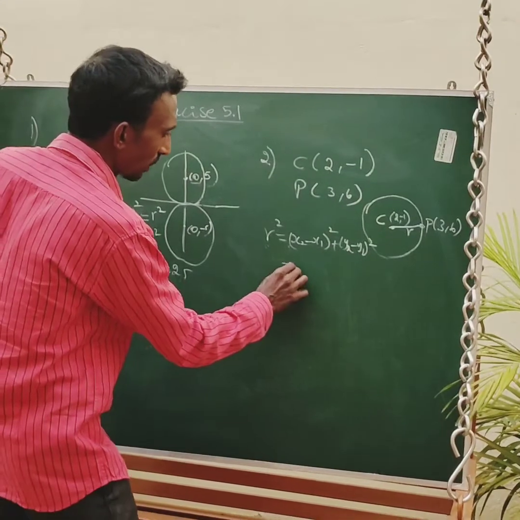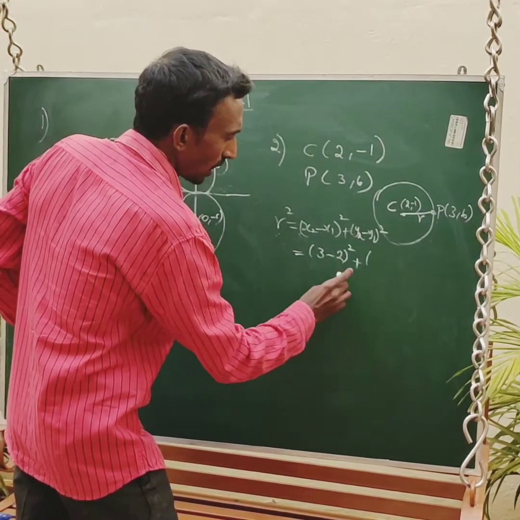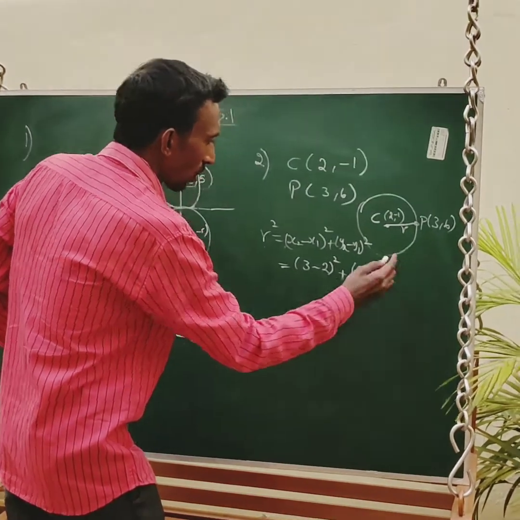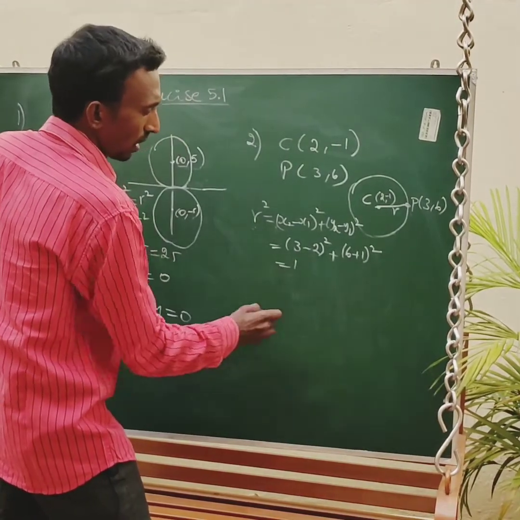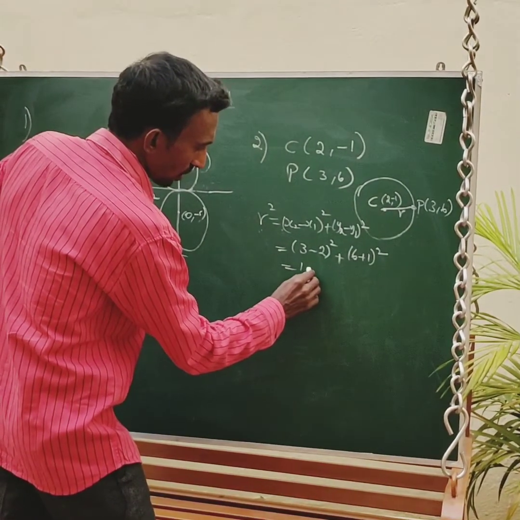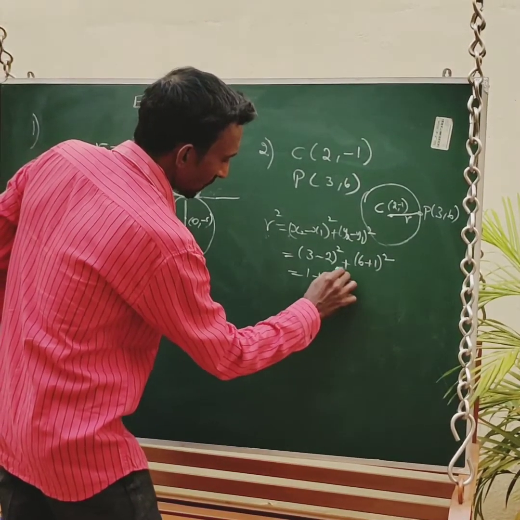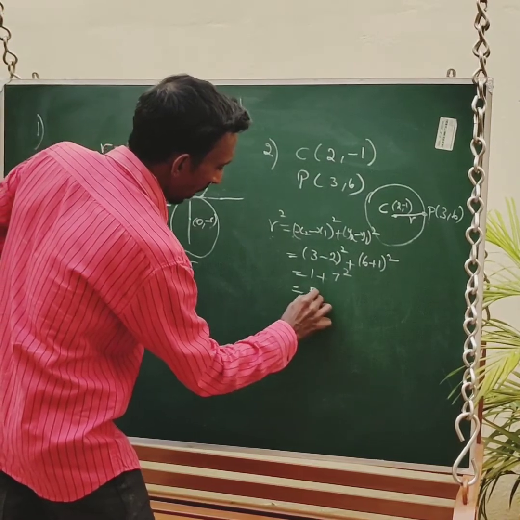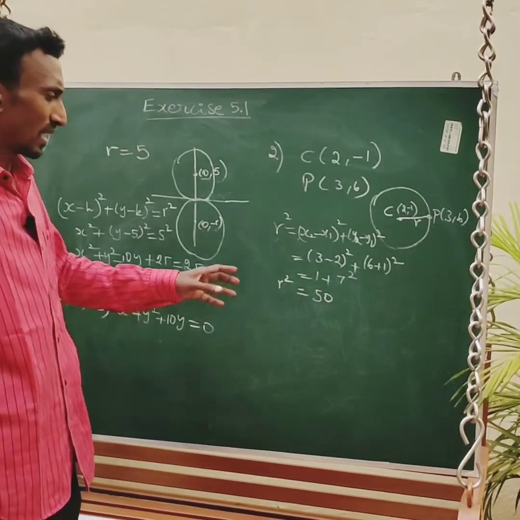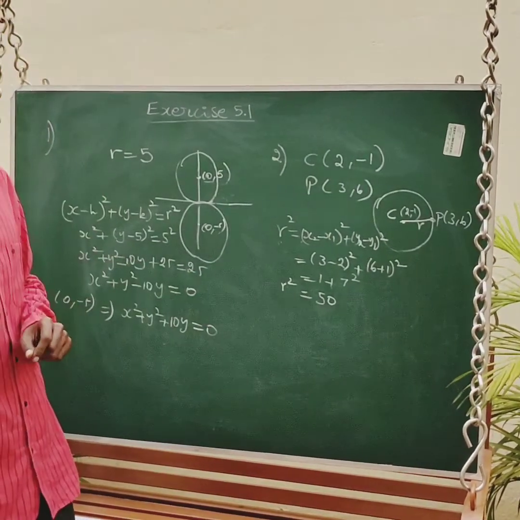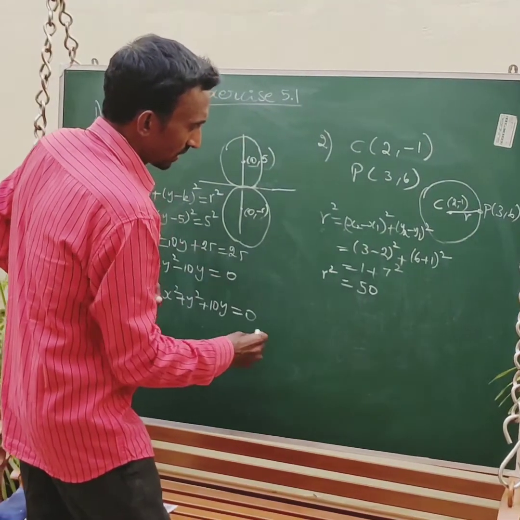If we use it here, (3 minus 2) whole square plus (6 plus 1) whole square. Solving this, 3 minus 2 is 1, and 6 plus 1 is 7, so 7 square. So we get r square equal to 50, so r equal to root 50. That is not needed for us because the answer is also in the standard form, so we can find the answer directly.